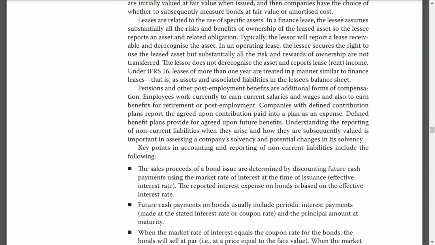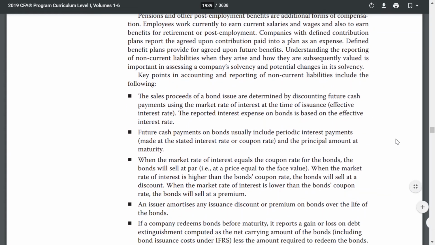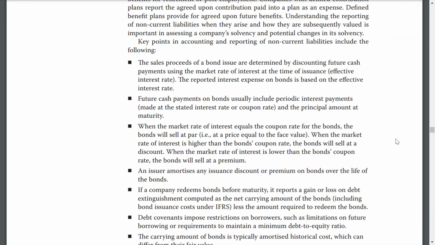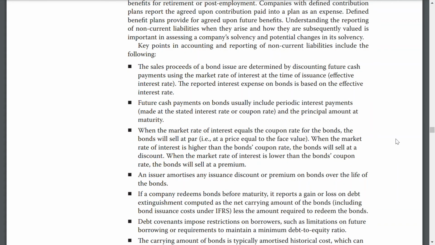Understanding the reporting of non-current liabilities, when they arise and how they are subsequently valued, is important in assessing a company's solvency and potential changes in its solvency. Key points in accounting and reporting of non-current liabilities include the following. The sales proceeds of a bond issue are determined by discounting future cash payments using the market rate of interest at the time of issuance.